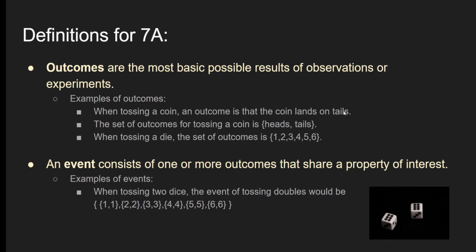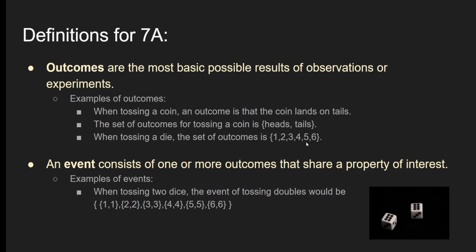Since when we toss a coin, there are two possible outcomes, the set of outcomes would be those two possible outcomes, maybe in curly brackets here: heads, comma, tails. When tossing a die, the cube has 6 sides, so the set of outcomes would be the list of those possible outcomes when tossing that die.